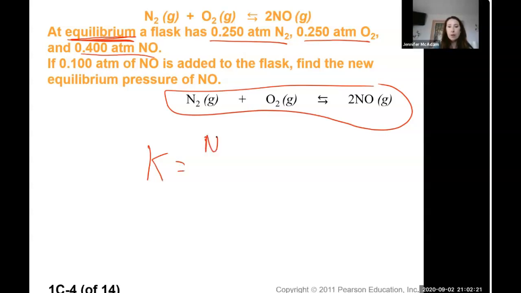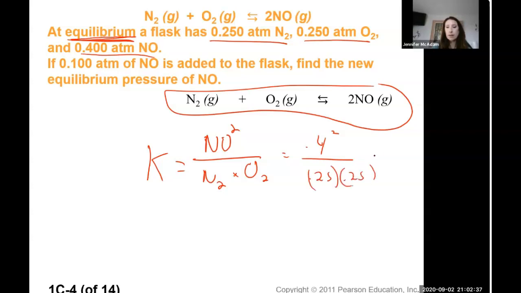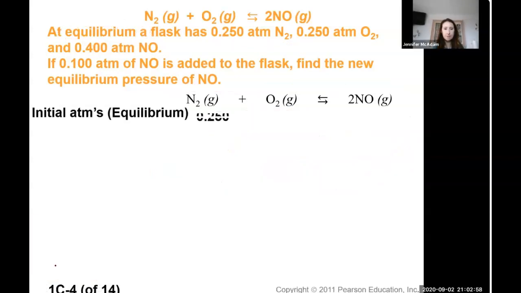So it's going to be NO squared over N2 times O2. So you literally just plug it in. So 0.4 squared over 0.25 times 0.25. Right, and that gives you, I can't remember what the value was. So even though I didn't give you your K, you could have calculated your K. You didn't need me to give it to you. So if this happens again and you don't have a K, check and see, were you already given the equilibrium concentrations? Because then you can find your K from there. I think it was 2.5, but I can't remember.